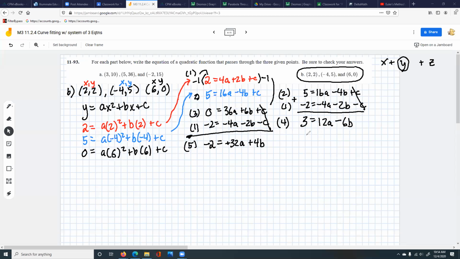So now I have my equation 4, my equation 5 that are going to go together. Can I simplify them? Do I want to simplify them? Yes, I want to. I have 6b, 4b, 12a, 32. So I can divide equation 5 by what?